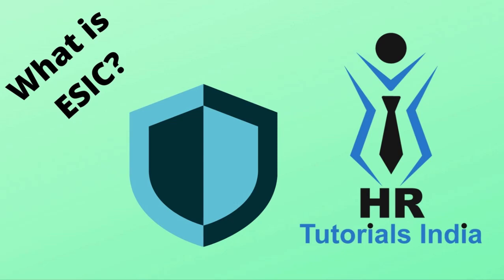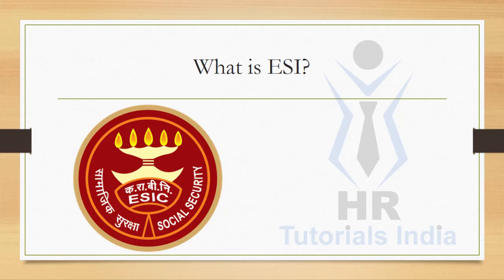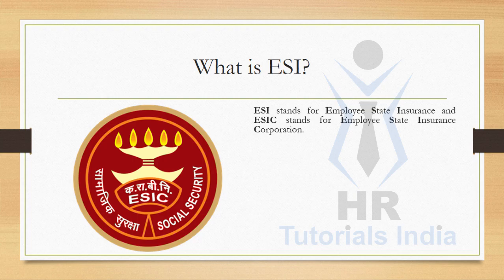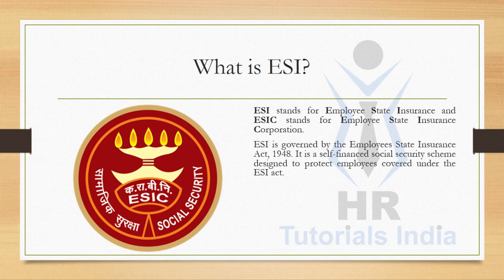In this video, we will be discussing what is ESI or what is ESIC. What is ESI? ESI stands for Employee State Insurance and ESIC stands for Employee State Insurance Corporation. ESI is governed by Employee State Insurance Act 1948. It is a self-financed social security scheme designed to protect employees covered under the ESI Act.